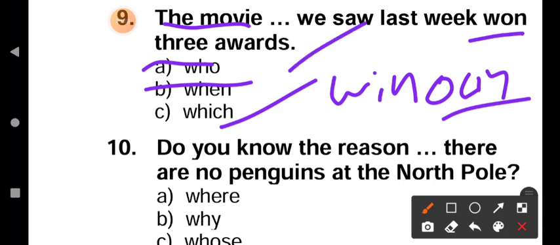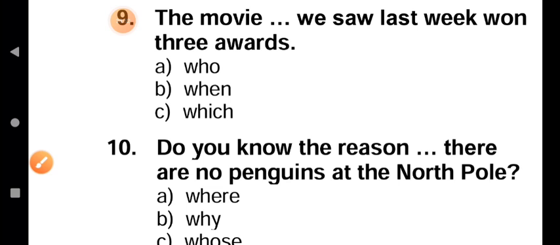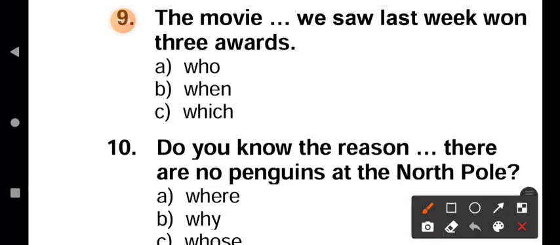The relative pronoun is which. This clause, which we saw last week, is a defining relative clause which describes the movie. That's why it is also called an adjective clause, a defining relative clause. That is the ninth one, my dear students. Which is the right answer. Which we saw.